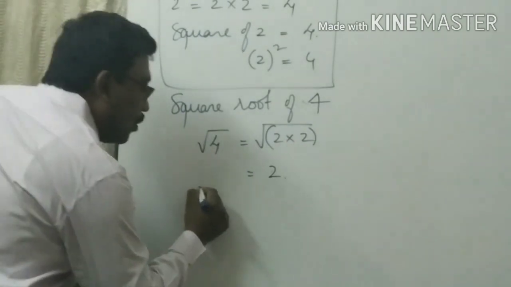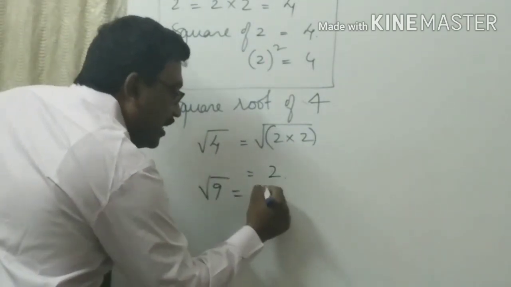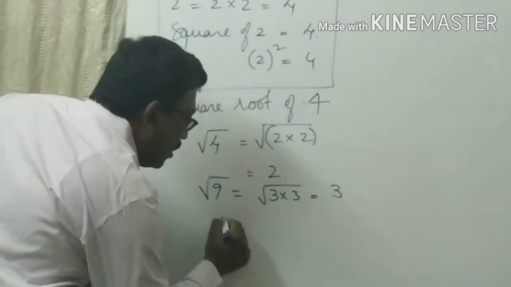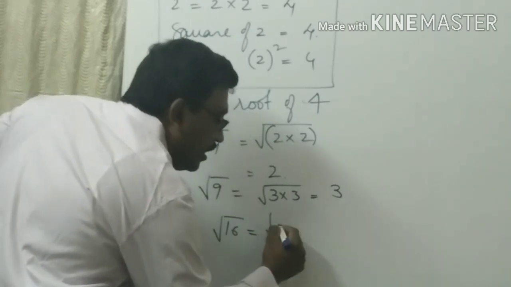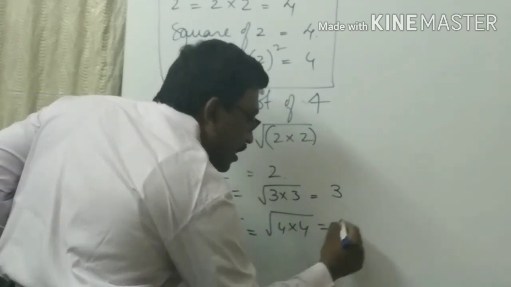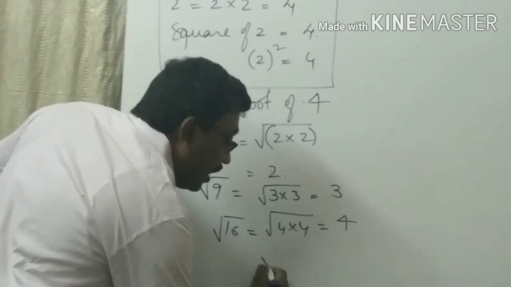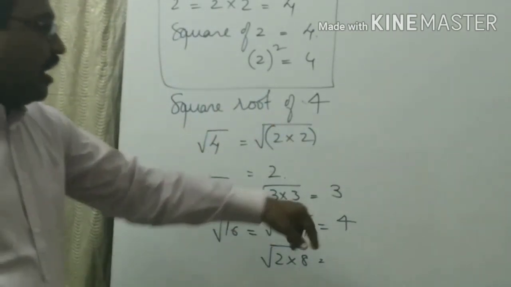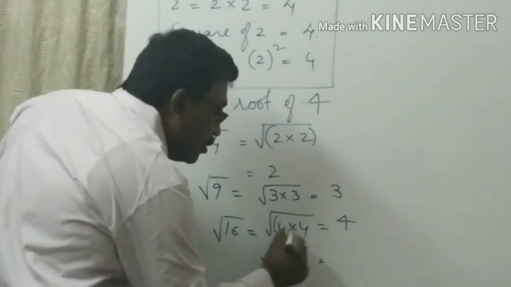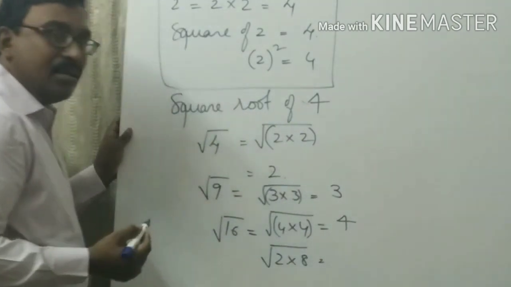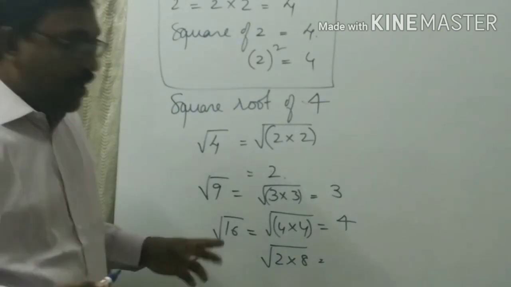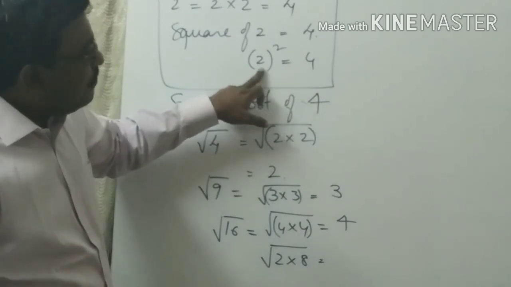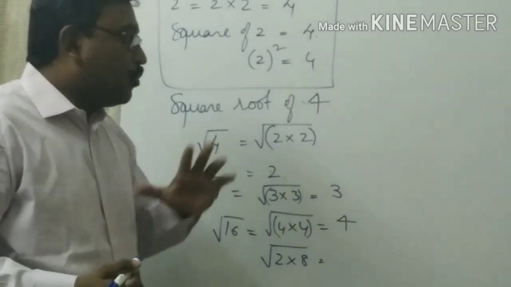Similarly, root of 9 is 3 into 3, so it will come 3. Root of 16 is 4 into 4, so we can write 4. You cannot write 2 into 8, and we cannot write either 2 or 8, because the number should be the same. So when a number is multiplied by itself, it is called a square, and one of the factors is known as its square root.